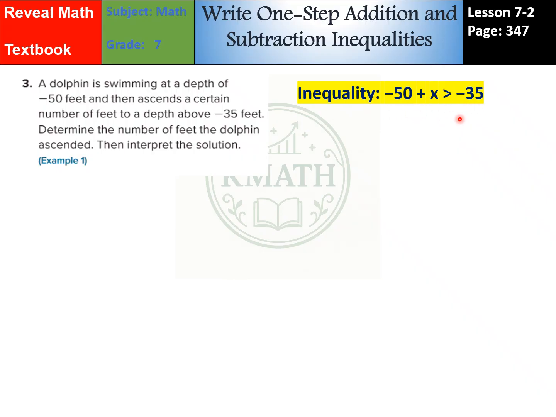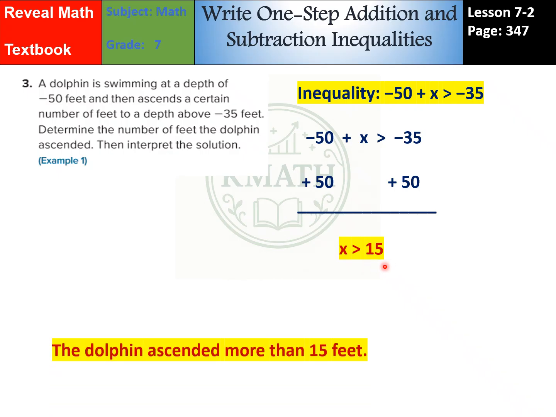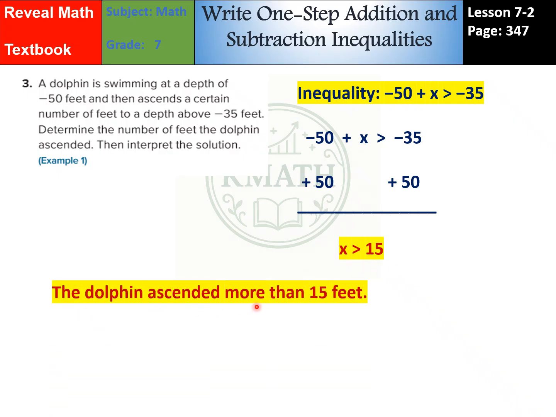How can we solve this inequality? We will subtract 50 on both sides. See, one number is positive, one number is negative, opposite signs, so we subtract them and keep the sign of the greater number. So 50 minus 35 gives us 15. So X is greater than 15. The dolphin ascended more than 15 feet.